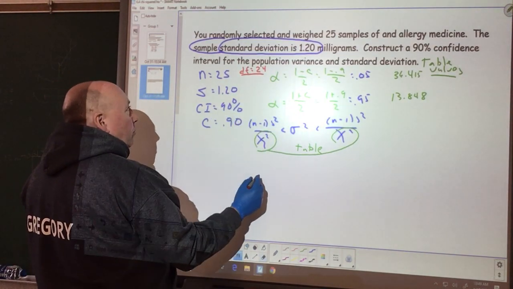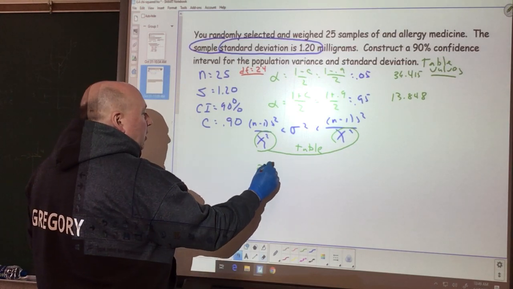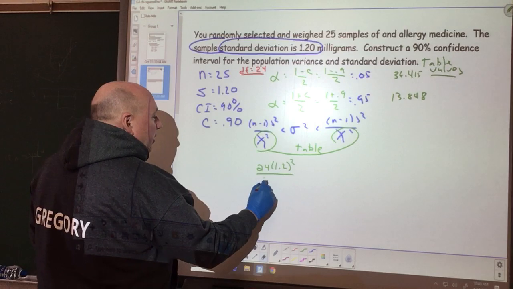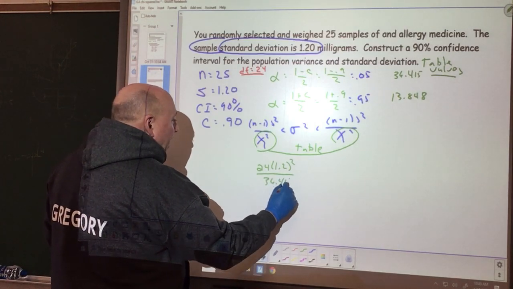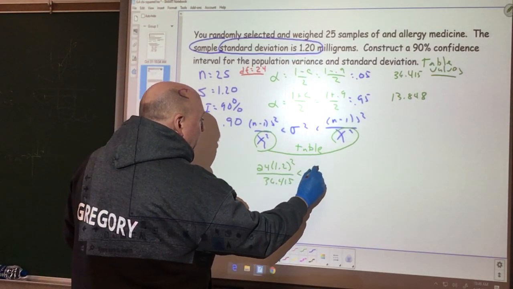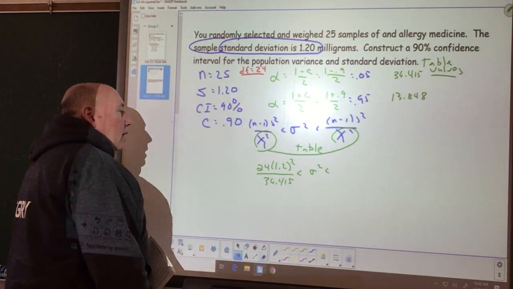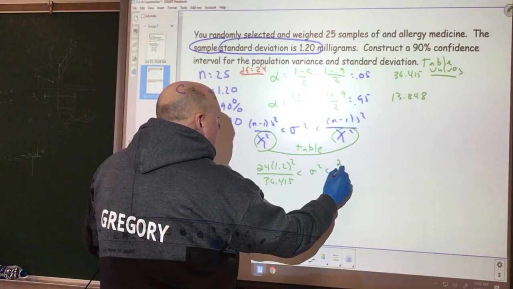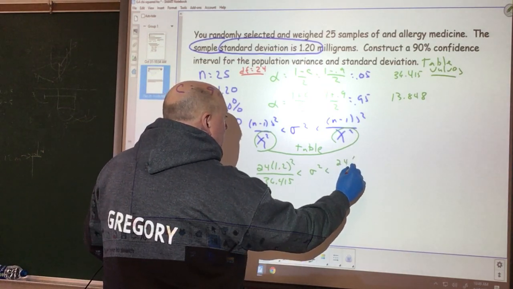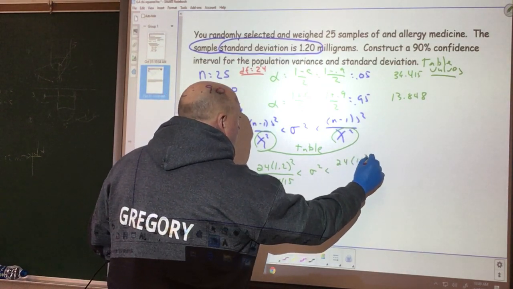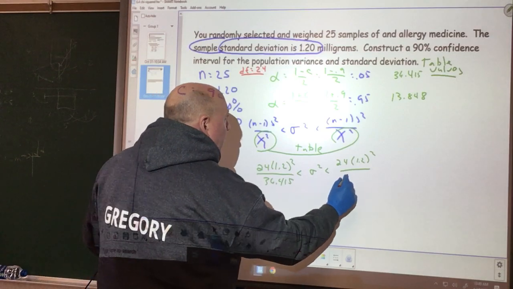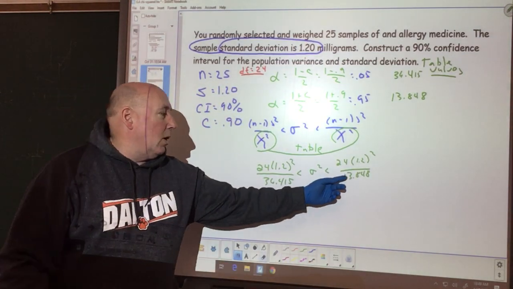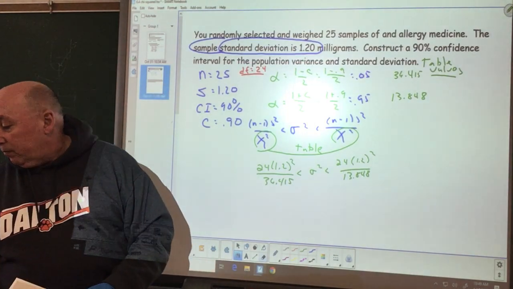So we have n minus 1, which is 24, times 1.2 squared, divided by 36.415. And then we have the exact same 24 times 1.2 squared divided by 13.848. Once again, this value has to be smaller because I need this to be the bigger value.